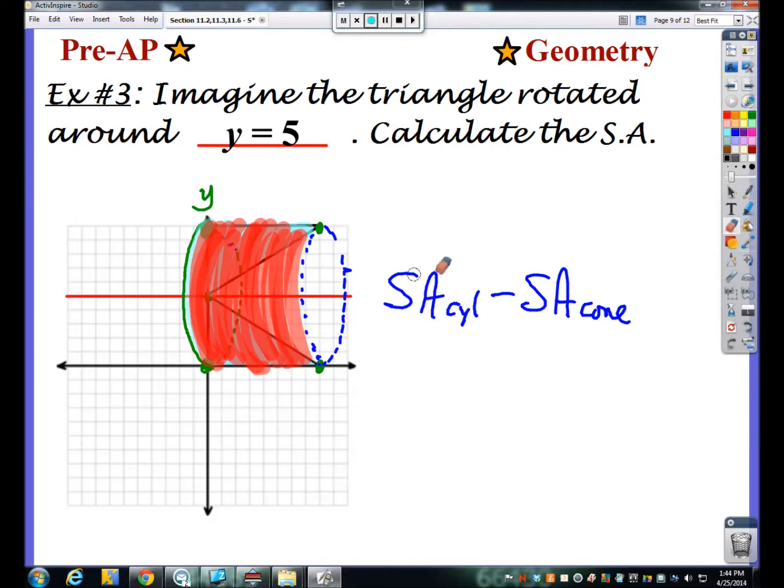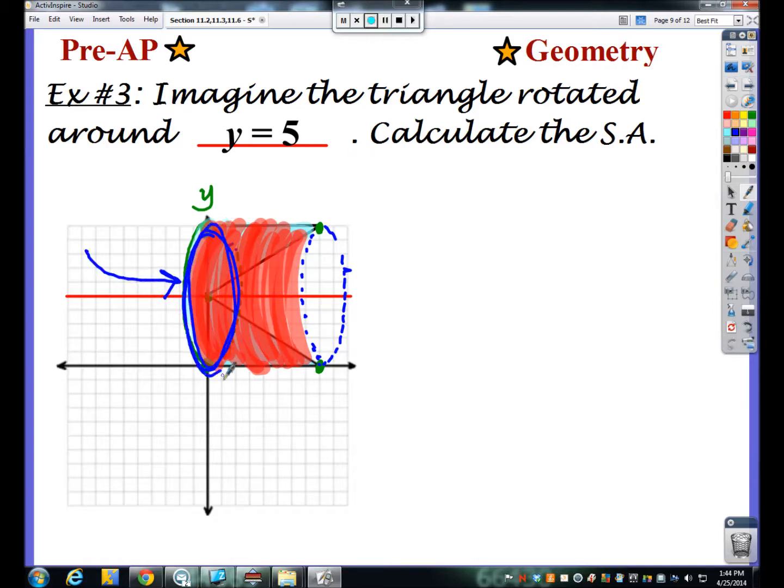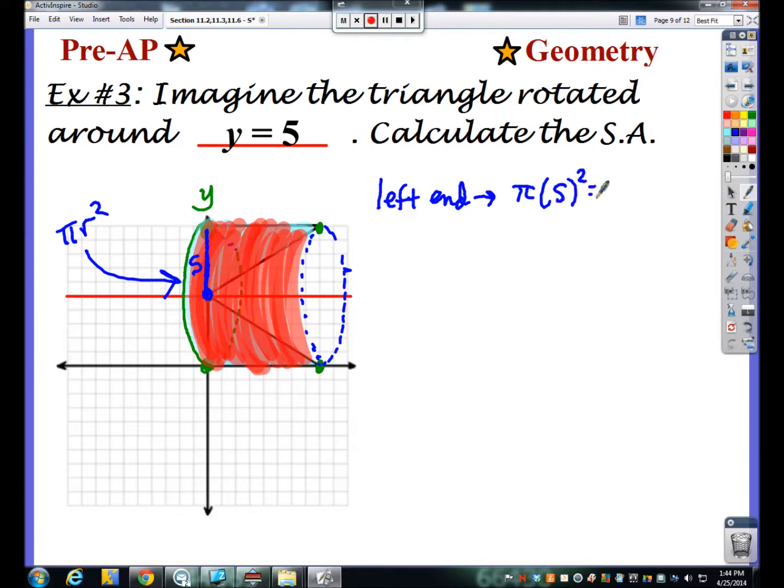But here's where you need to really stop and ask yourself, what surfaces of this type of shape can I touch? So let's do this from left to right. Can I touch this circle that's over here on this end? Yes, we can touch this circle. So let's talk about the pi r squared, the area of this circle. Well, what is the radius of this circle? The radius is 5. So we'll say the left end, which is a circle and has a radius of 5, would give us an area of 25 pi.